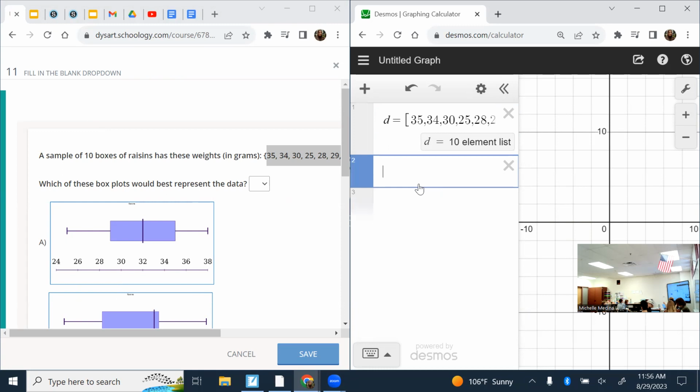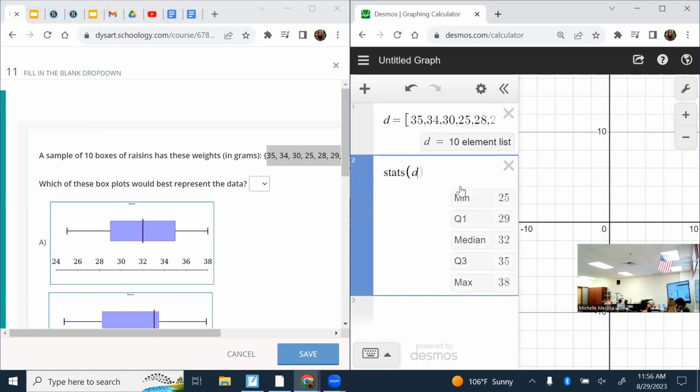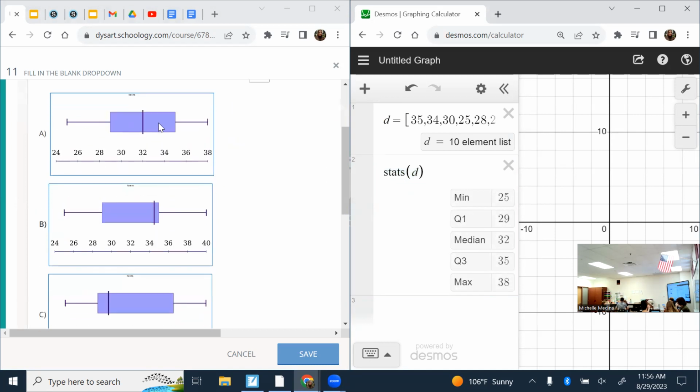And then if I remember this function, because it's not in the menu, it's stats, and then parentheses, whatever you call your data, and it'll give me my 5-number summary. And that is what I need for a box plot. So remember that, because I can't help you with the calculator tomorrow on the test, but you could do that and then match it up to the ones that have the same 5-number summary.